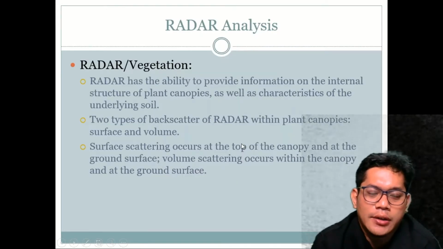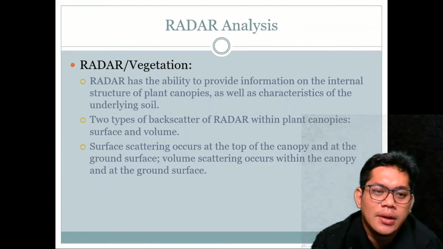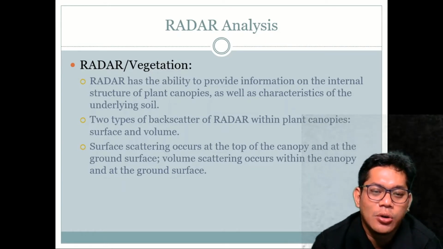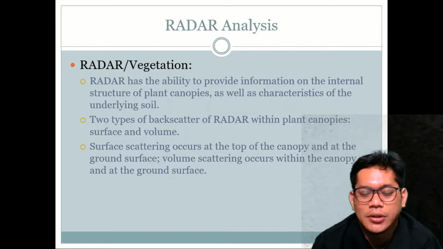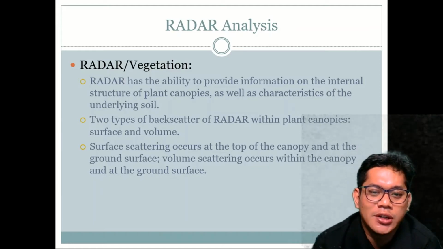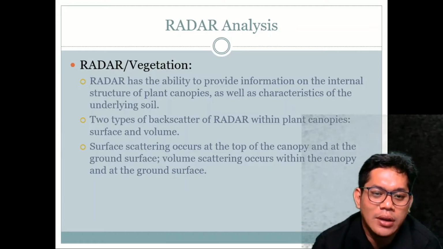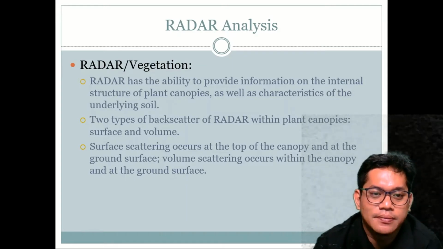And radar for vegetation has the ability to provide information on the internal structure of the plant canopies as well as the characteristics of the underlying soil. What basically backscatters from the vegetation shows you the surface and the volume. So what's good about this? Biomass. Surface scattering occurs at the top of the canopy and the ground level. Volume scattering occurs within the canopy and the ground surface.